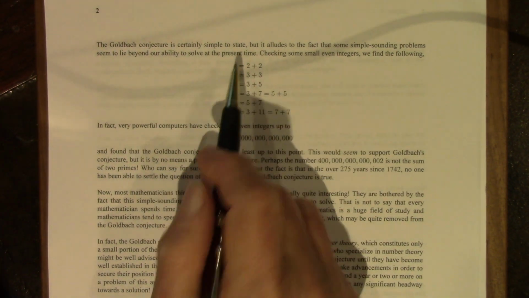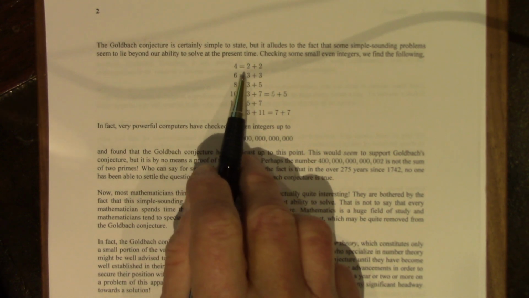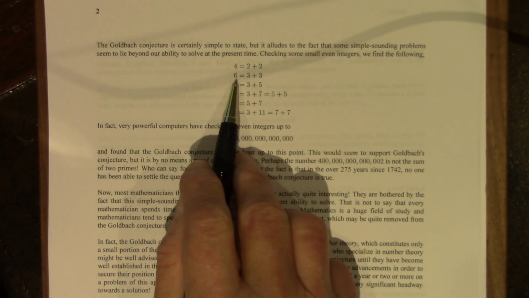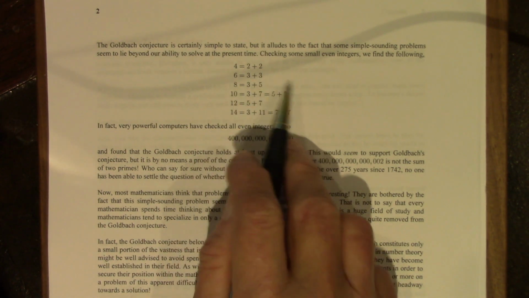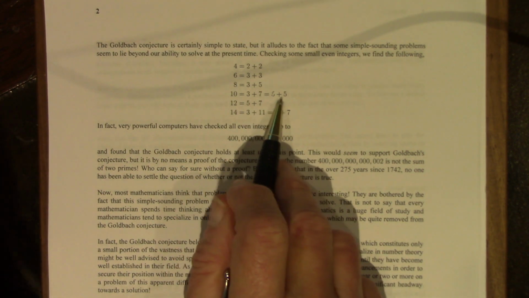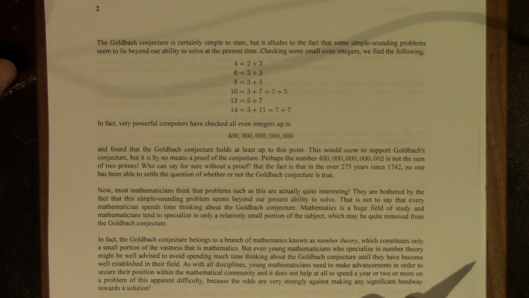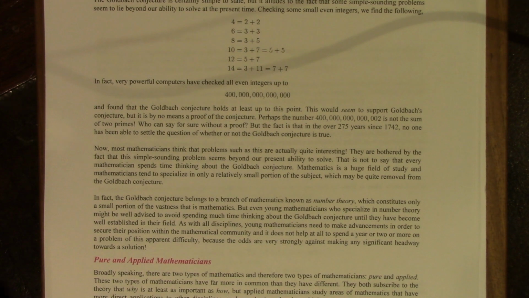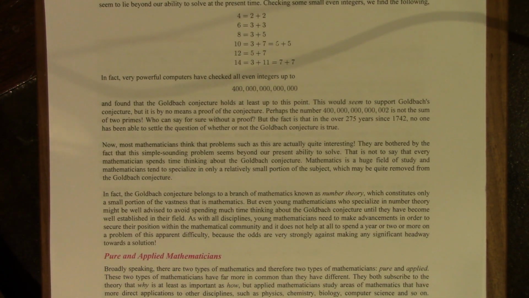If we check some small integers, there'll be no surprises. 4 is 2 plus 2, 6 is 3 plus 3, 8 is 3 plus 5. Everything on the right here is prime. 10 is 3 plus 7, it's also 5 plus 5, and so on. In fact, very powerful computers have checked all the even integers up to 400 trillion and found that the Goldbach conjecture holds at least up to that point.